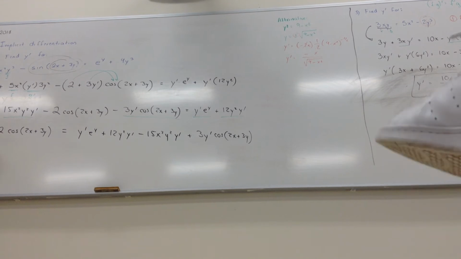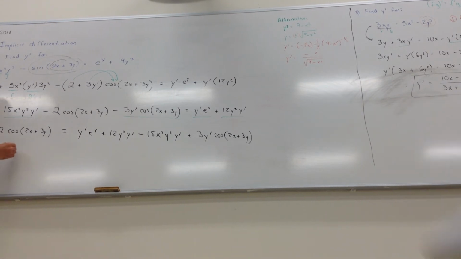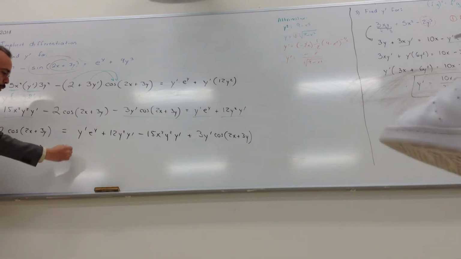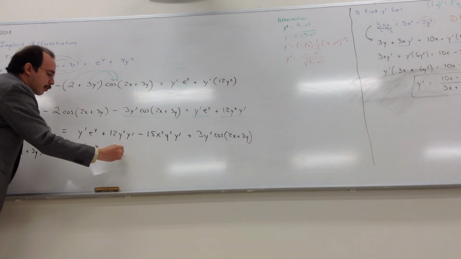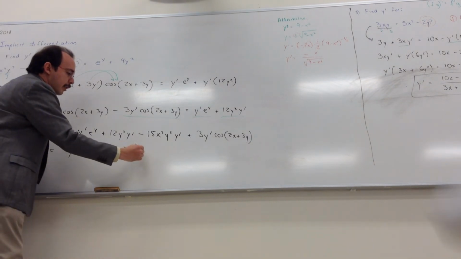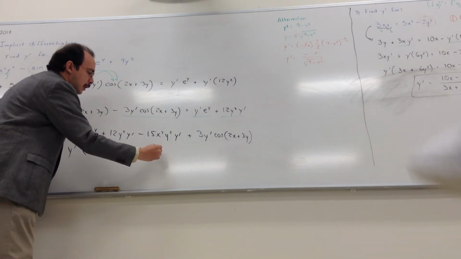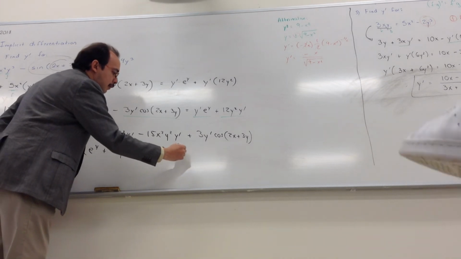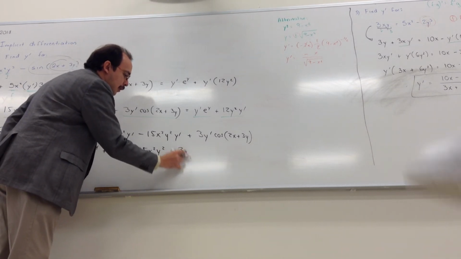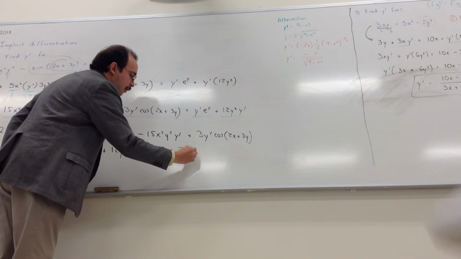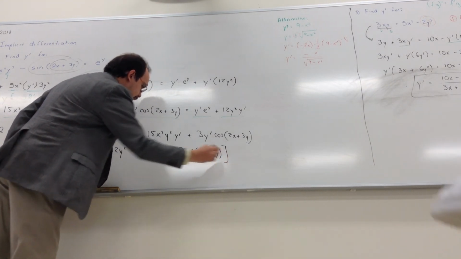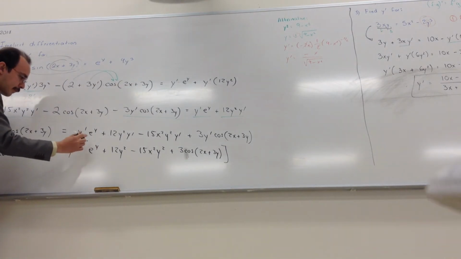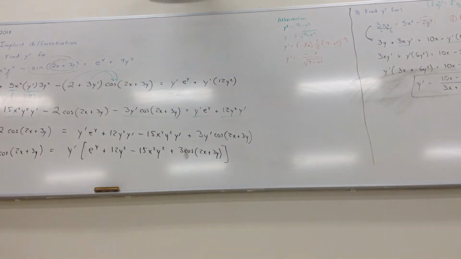10xy to the cube minus 2 cosine 2x plus 3y equal to common factor, y prime multiplies e to the y plus 12y squared minus 15x squared y squared plus 3 cosine of 2x plus 3y. 3 cosine of 2x plus 3y. And then just divide.